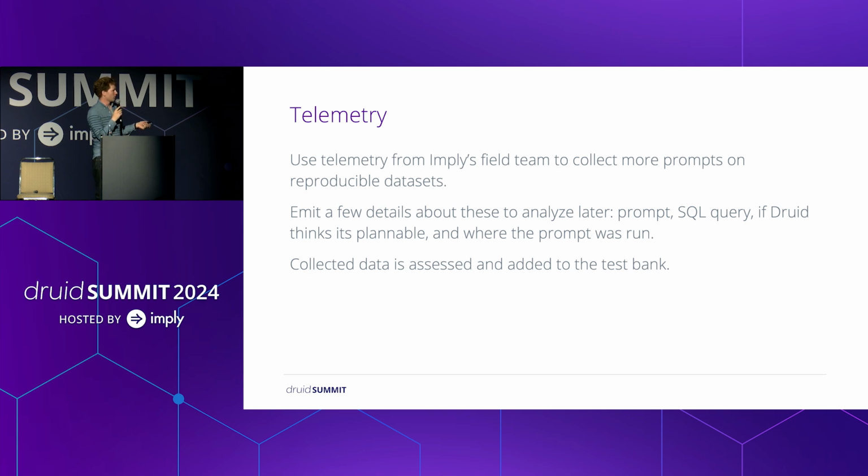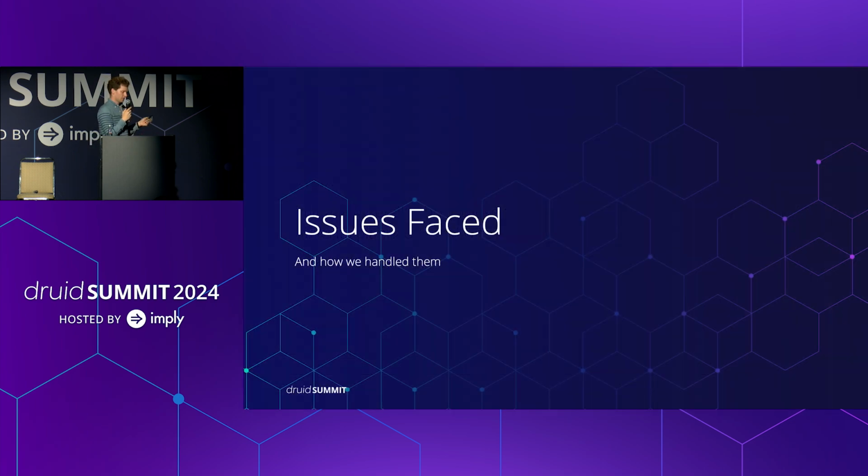So the next tool I built was telemetry into this functionality itself. So I set up the Imply field team with this functionality to collect data from them, so I can get more prompts on a reproducible data set and also preserve all the privacy for everyone else and just get it from our own company itself. The few details I omitted were the prompts, the SQL query, if Druid thinks it itself is plannable, and where the prompt is run. So if I need to actually take that data source and use it in the next test bank, I can use that. And the collected data is assessed and added to the test bank itself to run in the next test evaluation.